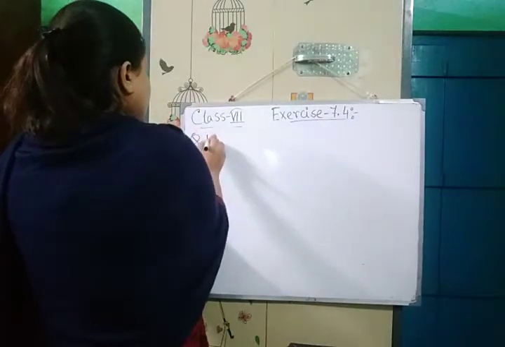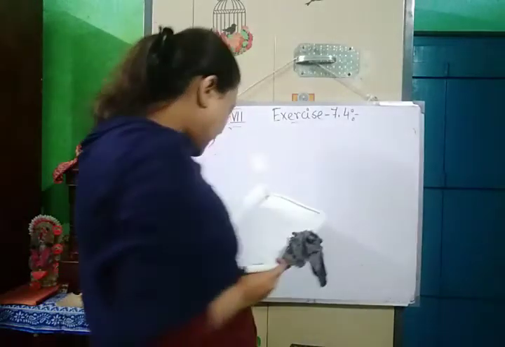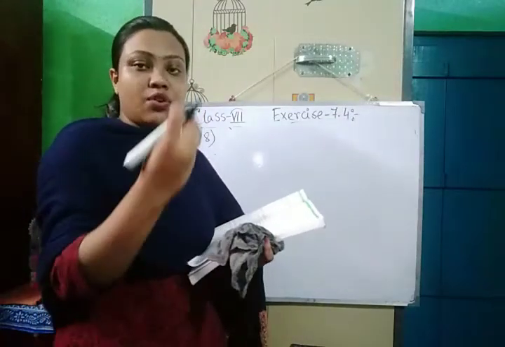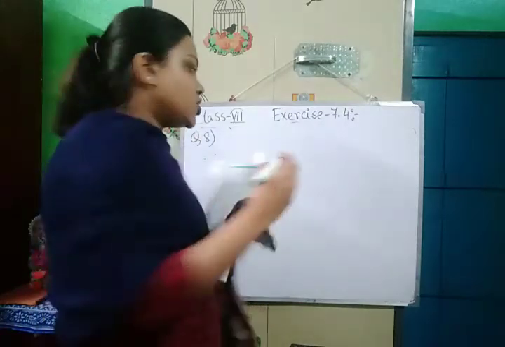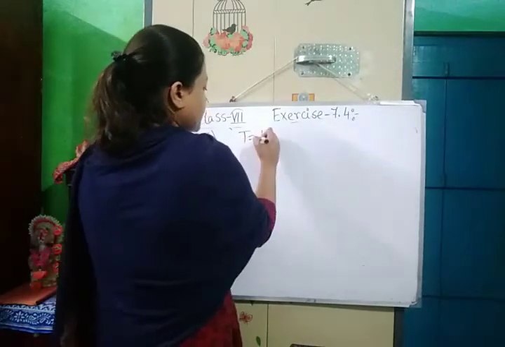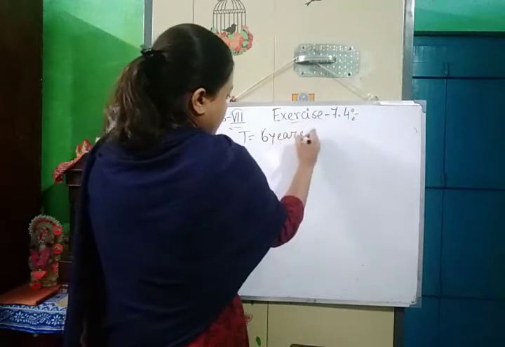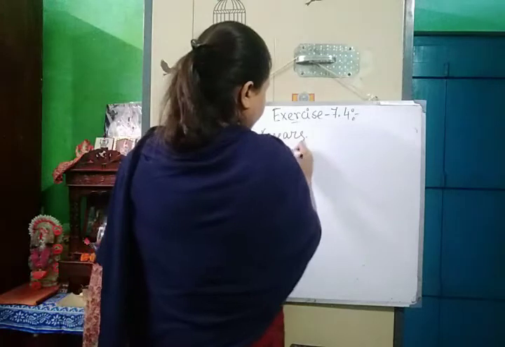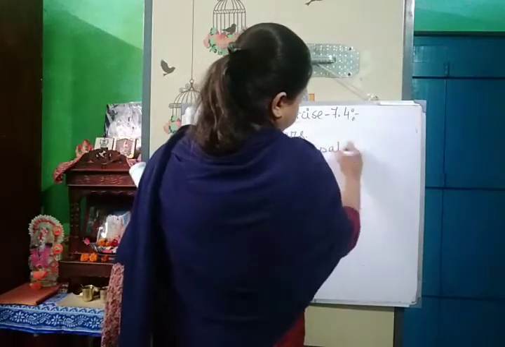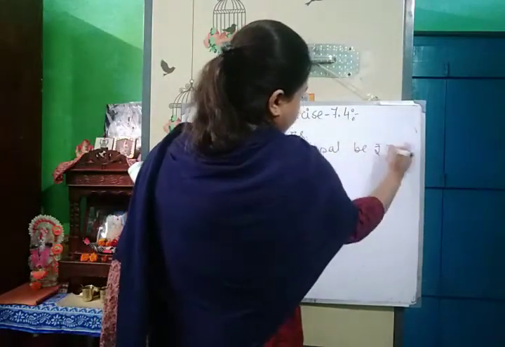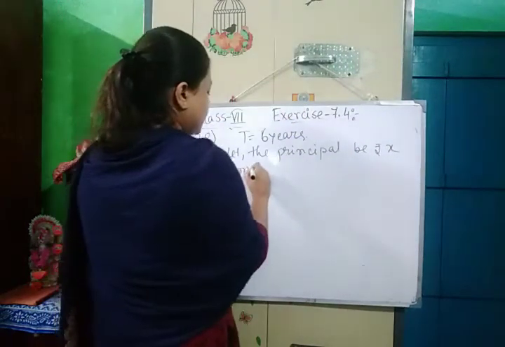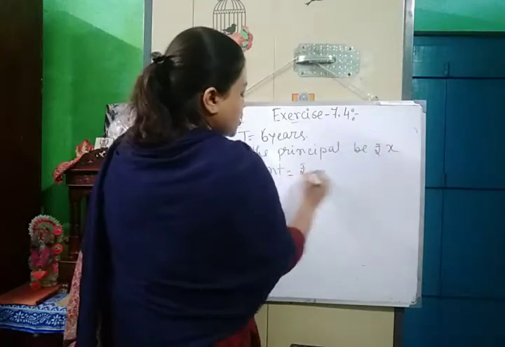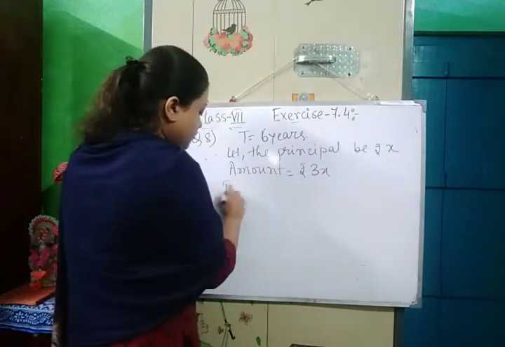A condition is given that the principal is trebled, 3 times, in 6 years. So the time is given, 6 years. Now we can assume that let the principal be rupees X. So the amount will be 3 times of this principal. So amount equals rupees 3x. So what will be the interest?